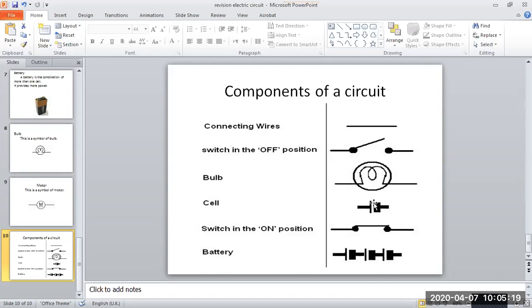Look here, one cell, and here one, two, three. Here three cells. Okay, boys. Now I show you a video about this same. Then you will understand more about this.